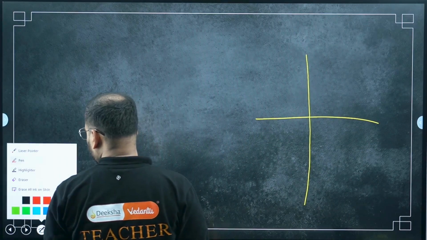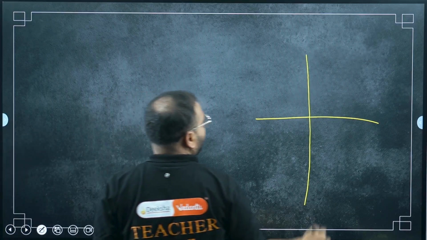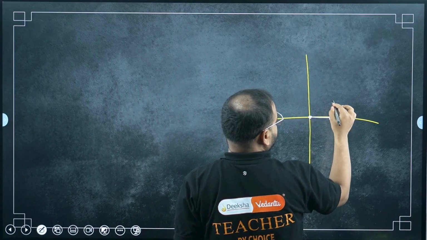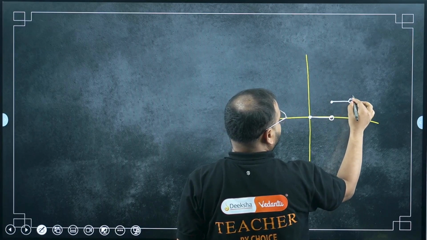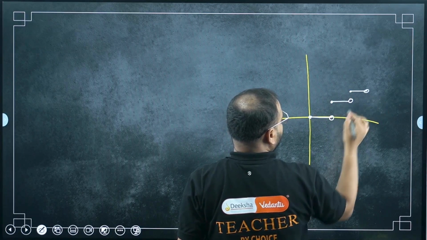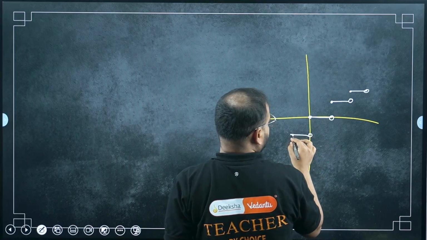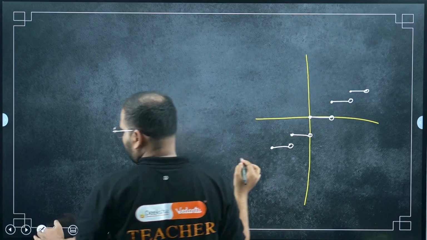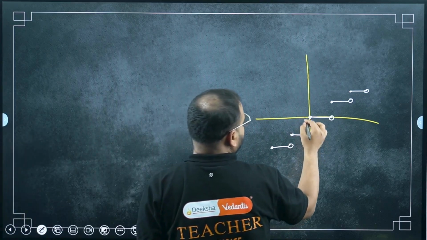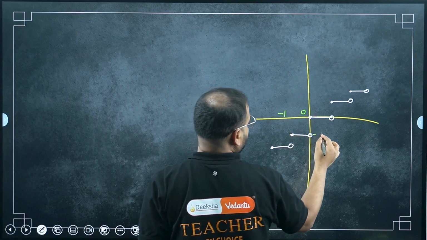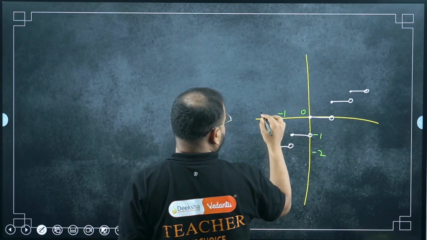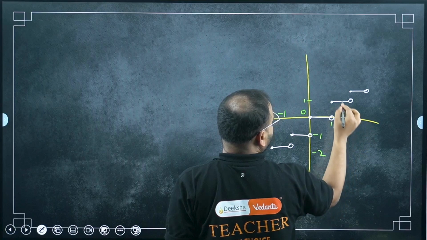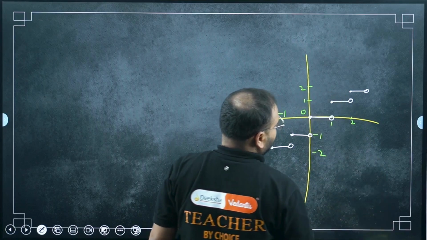Okay, if I have to look at the graph of GIF, how will it look like? So over here, open, closed, open, closed, like this. What are these points? These points are 0, minus 1, this is also minus 1, minus 2, this is minus 2, this is 1, this is also 1, this is 2, this is also 2. I hope you get it.